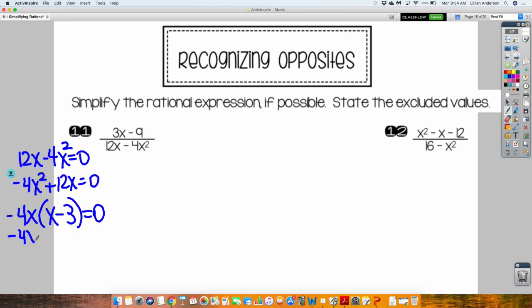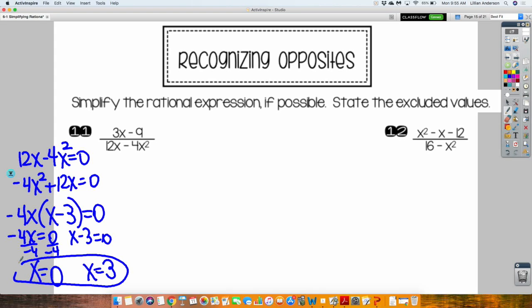So now I set both of these equal to 0. And I solve. X equals what? 0, because I have to divide by a negative 4. And then x equals positive 3. These represent my excluded values. We'll take a moment before we actually get to the simplifying part.